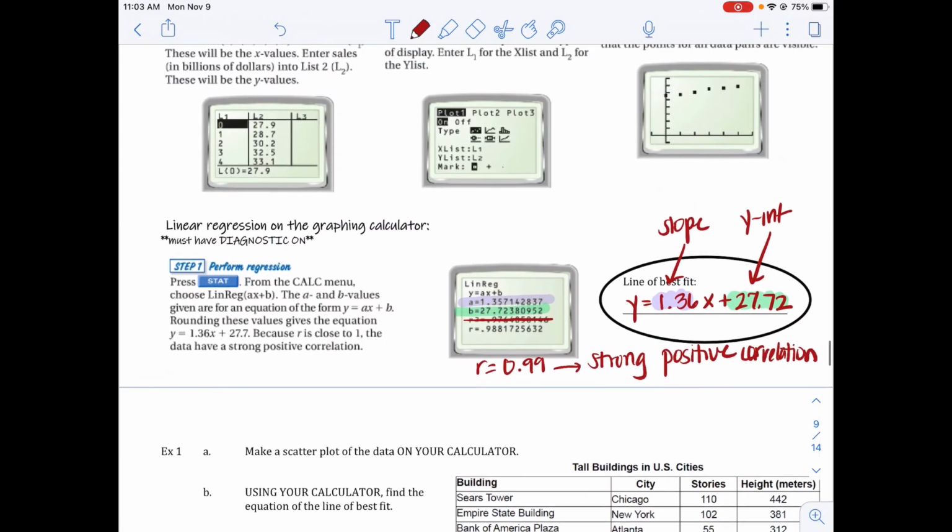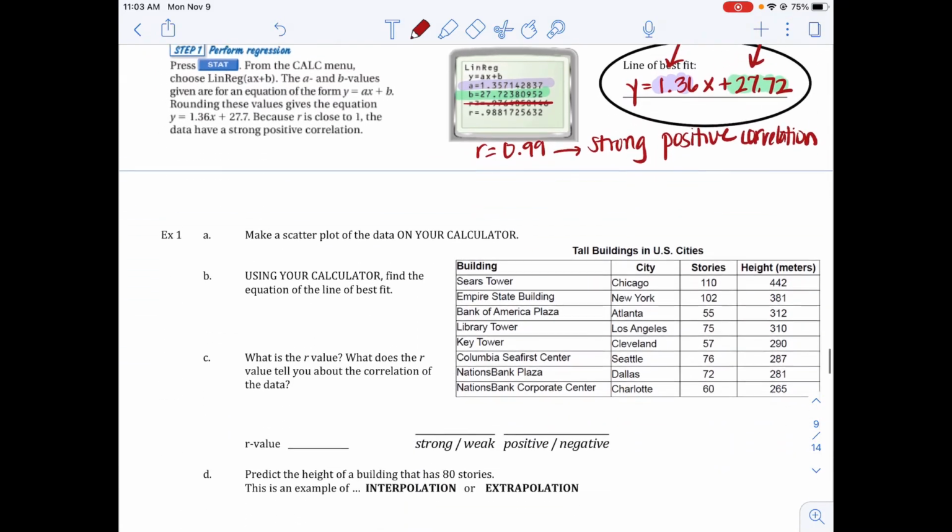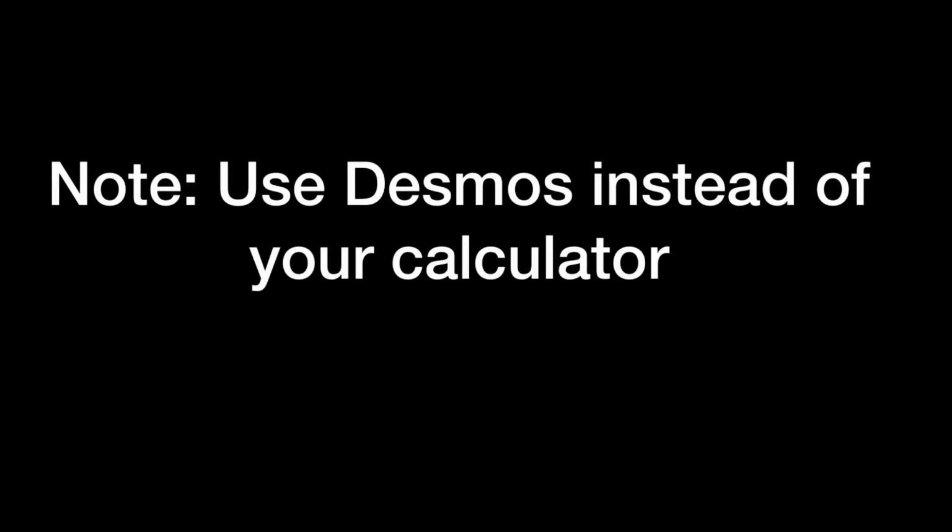So again, the video walks through how to enter data, adjust your stat plot, make a scatter plot to ensure it's linear, and then perform regression to ensure that we get our line of best fit. Again, linear regression gives us our exact line of best fit. We do not have to estimate anymore.